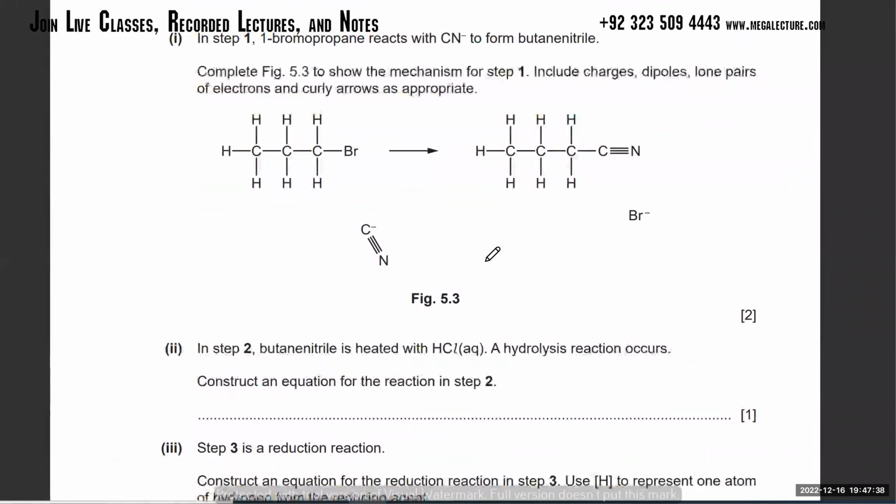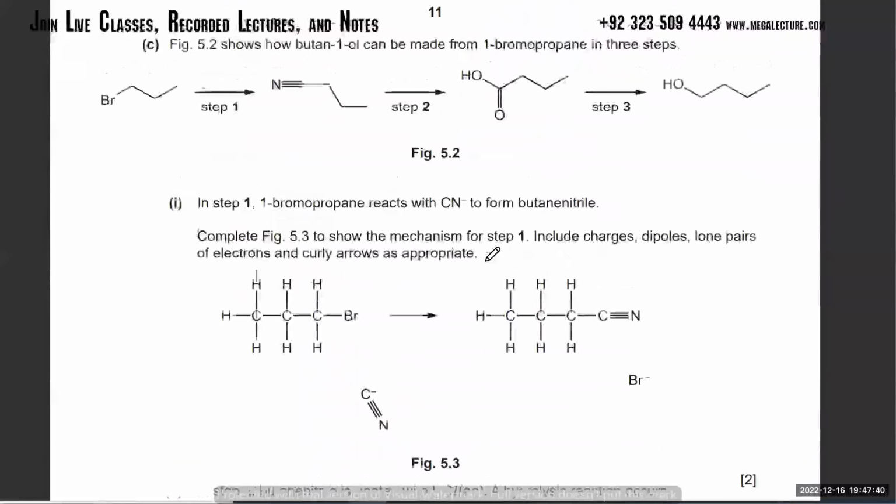अच्छा, इसका कोई बता दे कि यहाँ पे क्या होगा? What's going to happen? How do you get rid of halogen and put CN in its place?